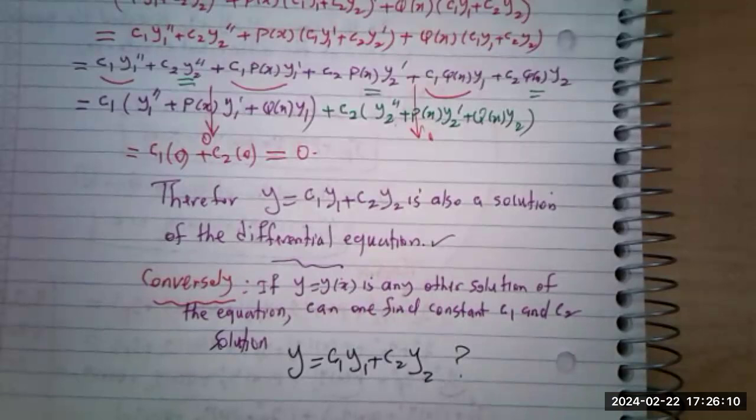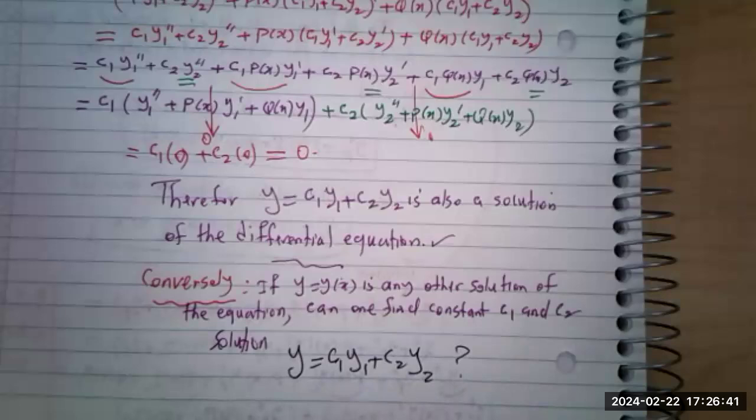So what's going to be the question now? The question is this one. You have Y1, you have Y2, and you have Y, three functions. The question is, can you find C1 and C2? They are constants. Can you find C1 and C2 that satisfy this equation? If you can find them, then we're done. We have a method to find them.